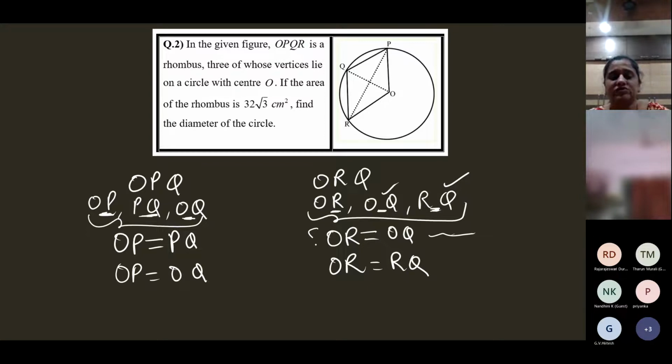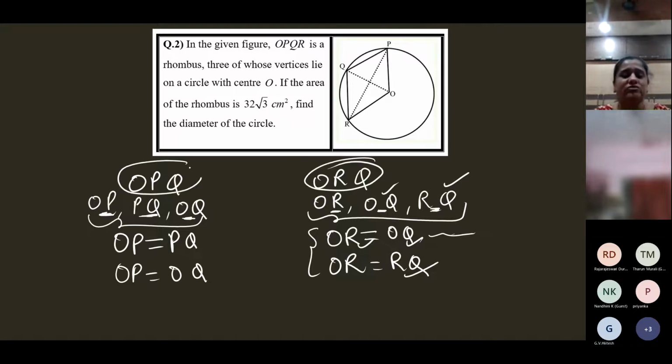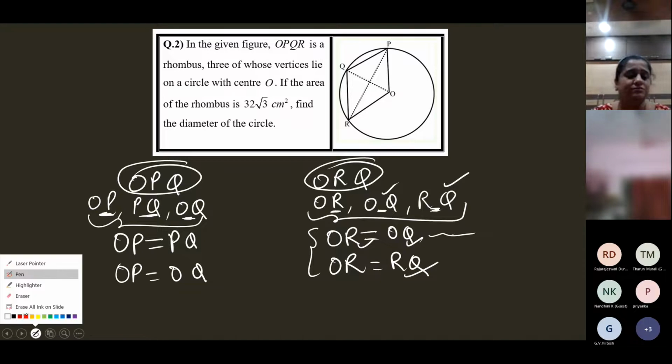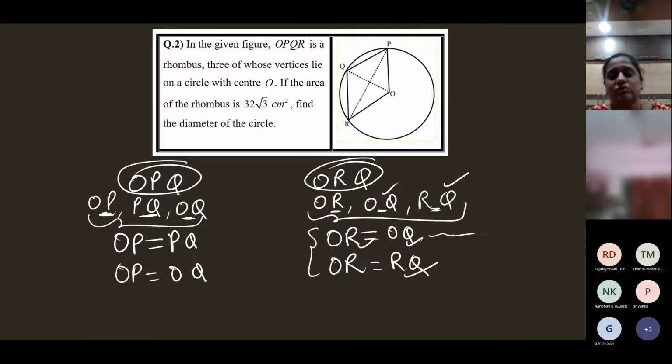Okay. Now from these two results, OR is equal to OQ and OR is equal to RQ. That means all the three sides OR, OQ, RQ are equal. That means ORQ is equilateral, and here OPQ is equilateral. So we have proved that the rhombus is made up of two equilateral triangles with respect to the diagonal OQ.